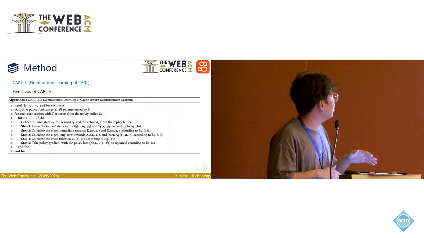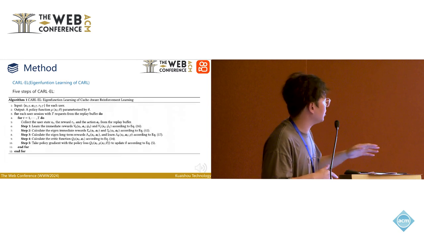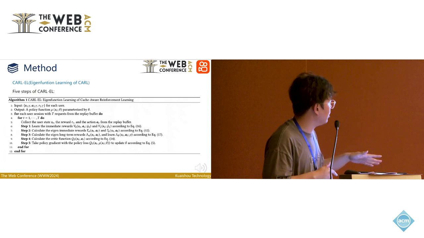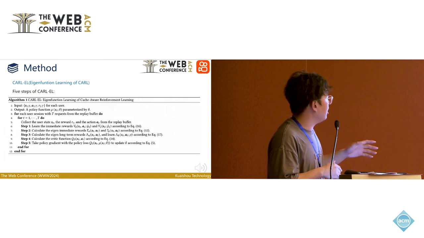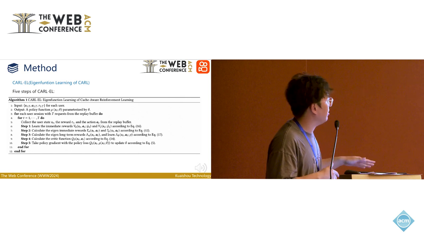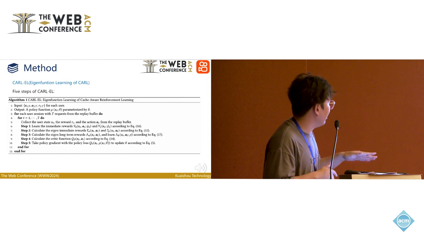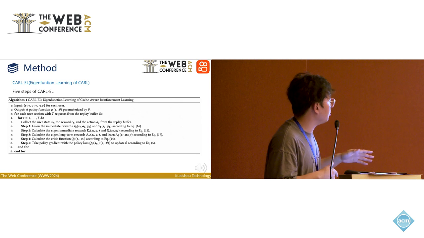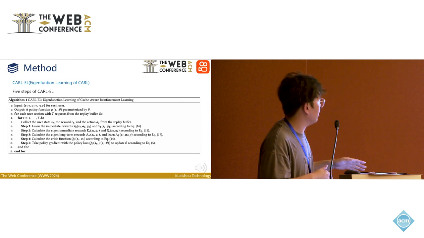So the steps of our eigenfunction learning of Kao are like this, just like I mentioned before. We first learn the immediate rewards, and we calculate the eigen immediate rewards and the long-term rewards, gamma A and gamma B, lambda A and lambda B. And we calculate the critic function and use this critic function to update our policy.